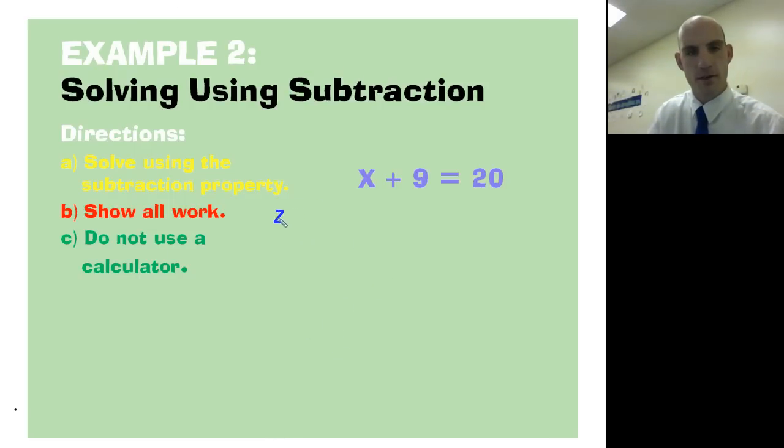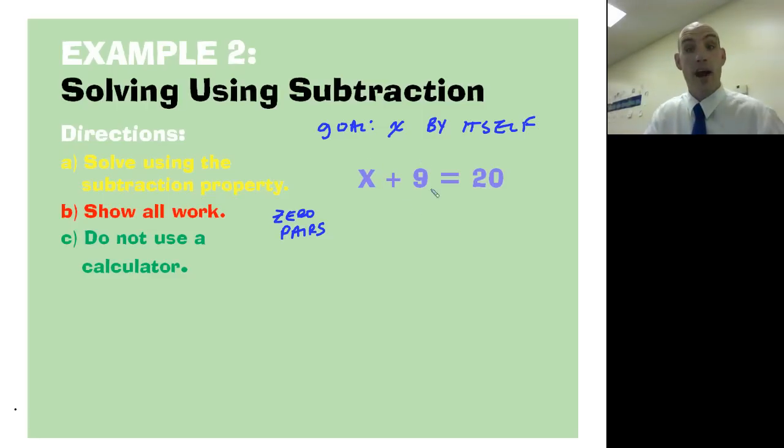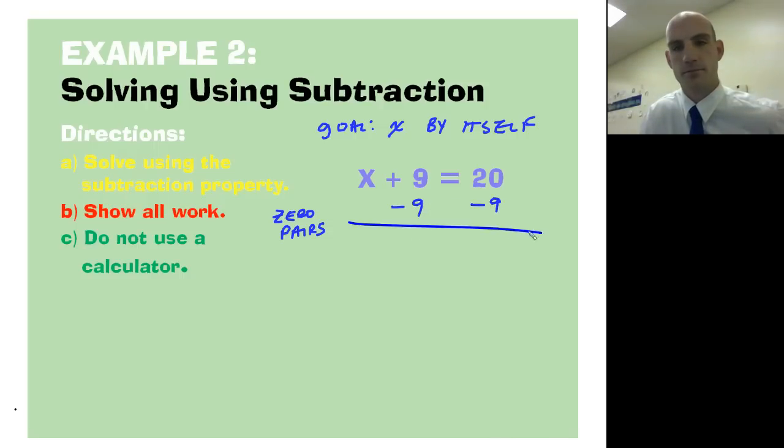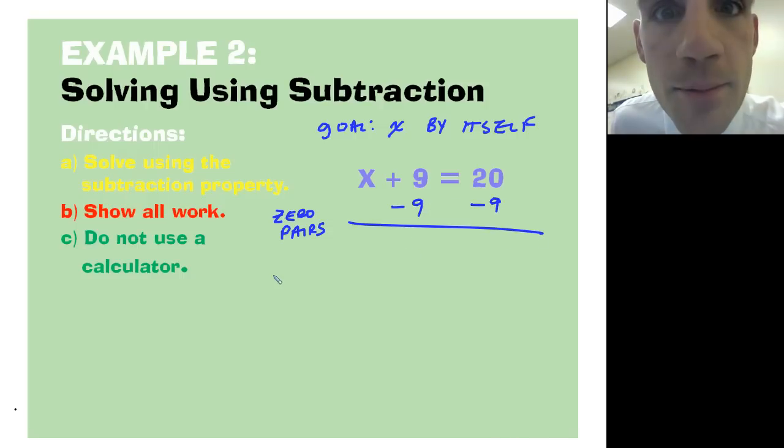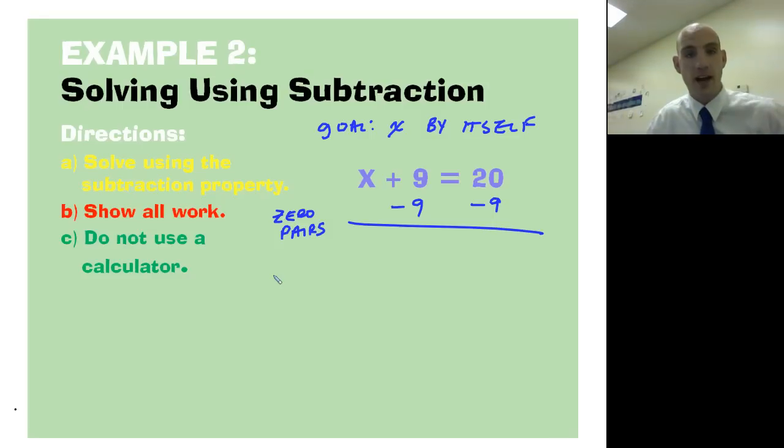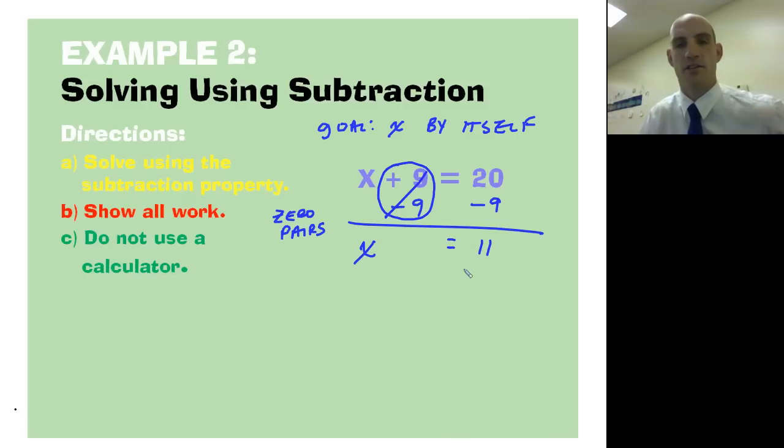So my first step is to make zero pairs, because my goal is x by itself. I need to get a zero pair with whatever is with 9. So I'm going to subtract 9 from both sides, because remember, you must do the same thing to both sides. Big fat 0 here. Gone. X is left equals 11.